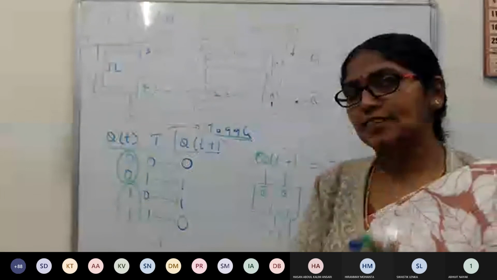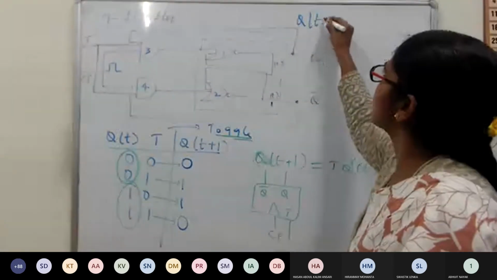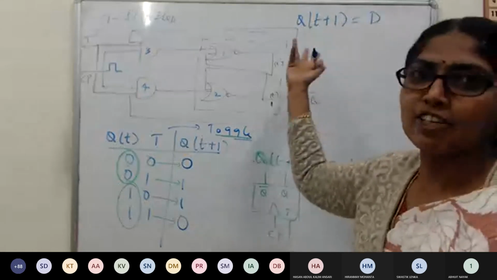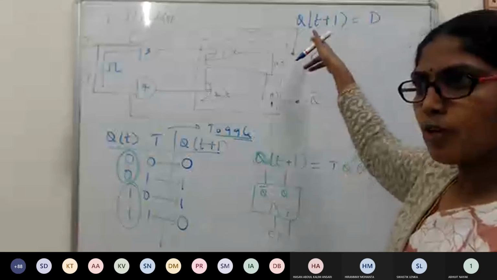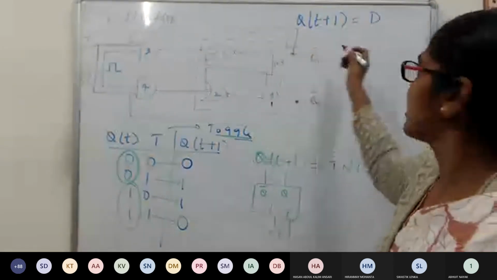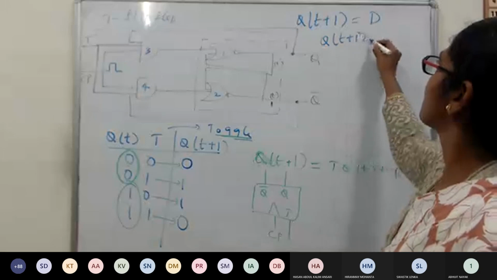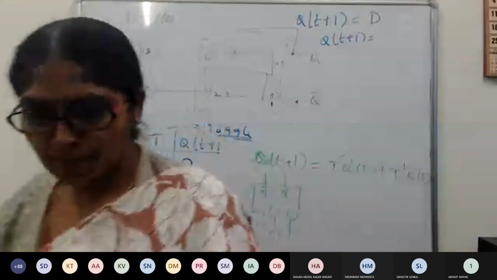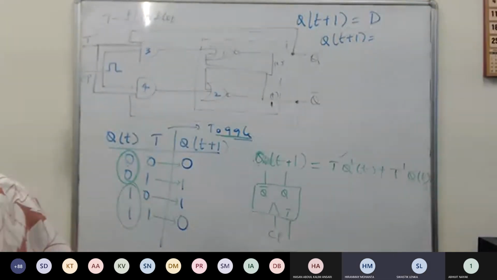Now, what about D? D, by the way, we have not done. What is that? Q of t plus 1 is nothing but D only. Whatever D is coming, it's a delayed version. Yes or not? Yes, ma'am. So T is already here. What about JK? JK you have just now done. J Q prime plus K prime Q. That's what, no? So J Q prime.